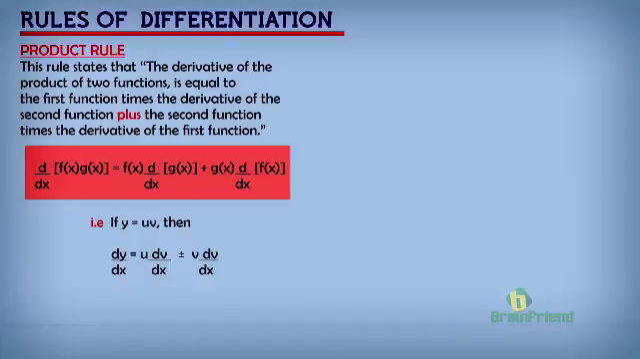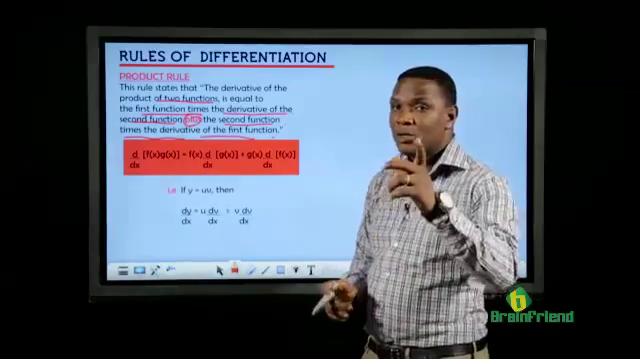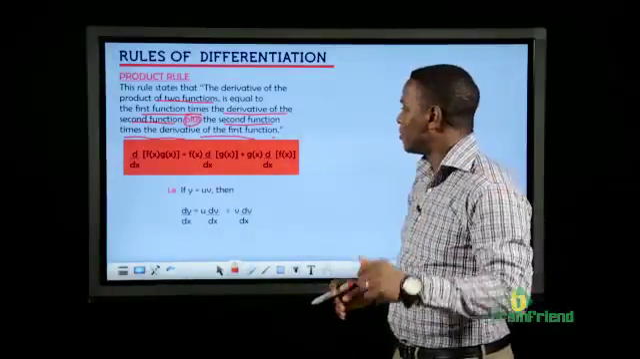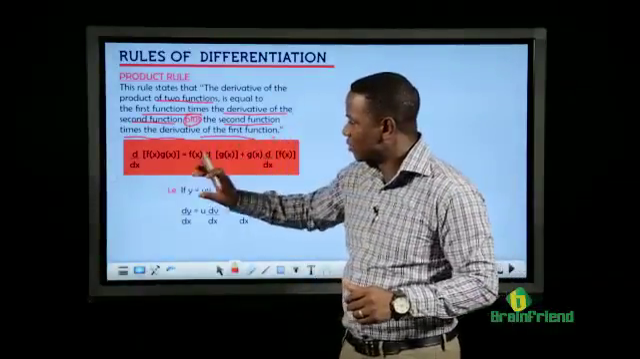Another rule that we'll come across in the study of differentiation is the product rule. The rule states that the derivative of the product of two functions is equal to the first function times the derivative of the second function plus the second function times the derivative of the first function. Let's not get confused. Let's quickly look at it mathematically to have a better understanding.